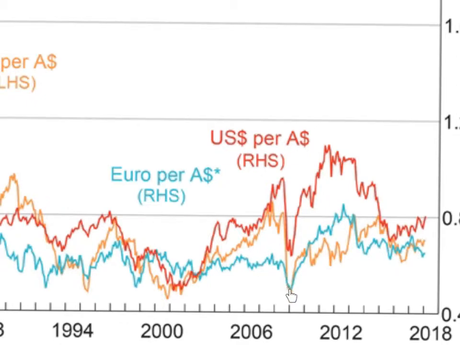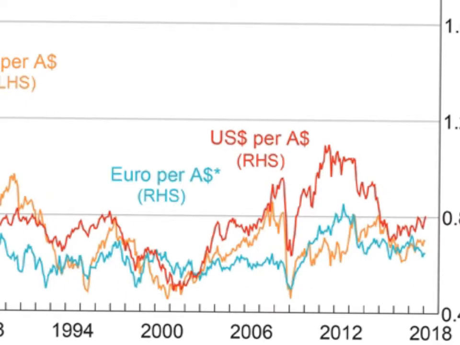There's a bit of a dip down in the global financial crisis, but then the rise continues until we get to around 2012, 2013, 14, when it starts coming back down again. And you'll particularly notice that against the US dollar, the Australian dollar dropped quite substantially. So we want to ask, why did that happen?